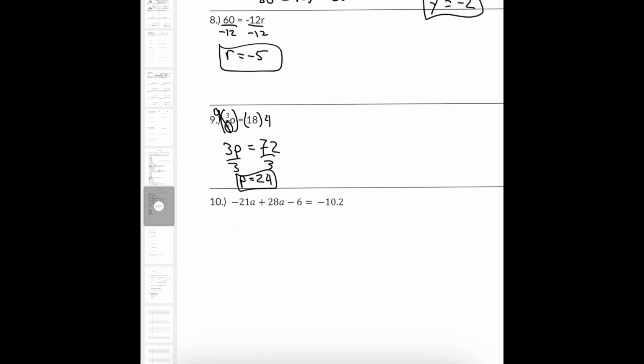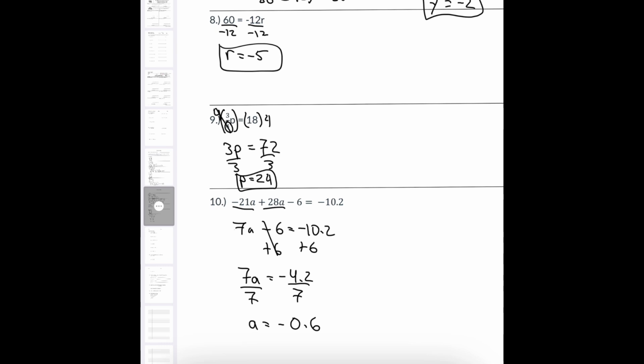For number 10, we have negative 21a plus 28a minus 6 equals negative 10.2. I see that I have like terms: negative 21a plus 28a is 7a. Bring down the rest, so I have minus 6 equals negative 10.2. I will add 6 to both sides to cancel that with this minus 6 on the left side, and that will give me 7a equals negative 4.2. And with my 7a, I can divide by 7, and that will give me that a equals negative 0.6.